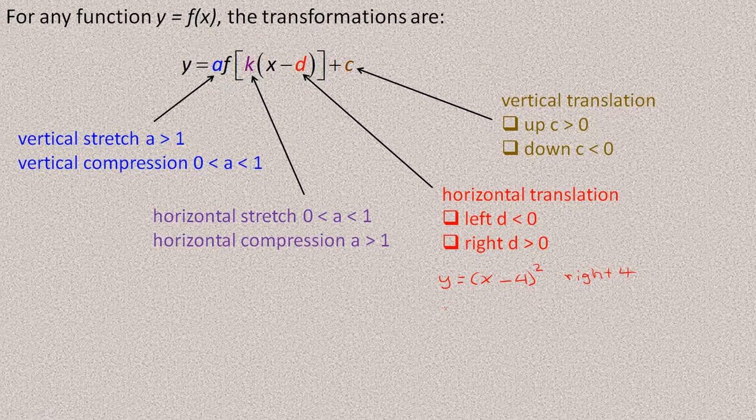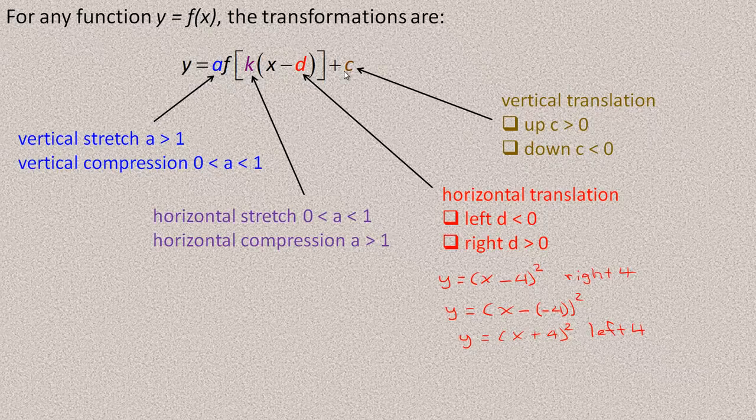Now, if d was less than 0, then actually, we don't normally write it like this. I'd actually have to write the number like this. And we would normally write this as x plus 4, instead of x take away negative 4, it's a double negative. So that would go left 4 units. So the rules seem odd there because of the fact that I've got this negative here. But so this goes right 4, this will go left 4.